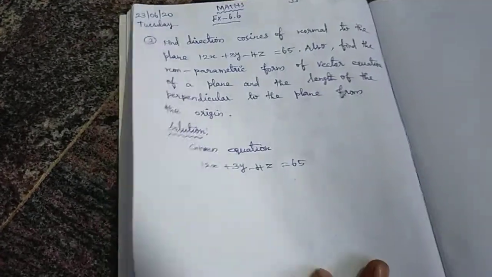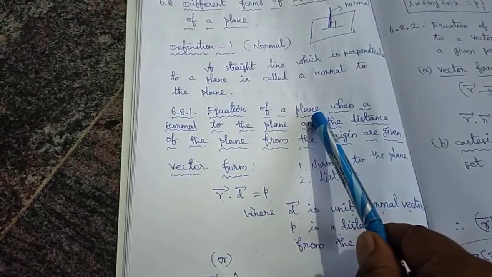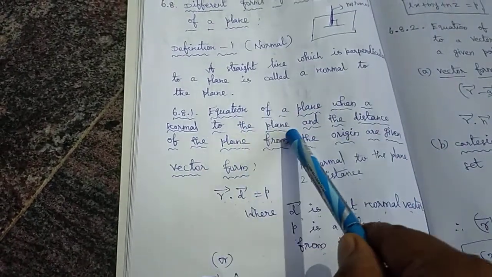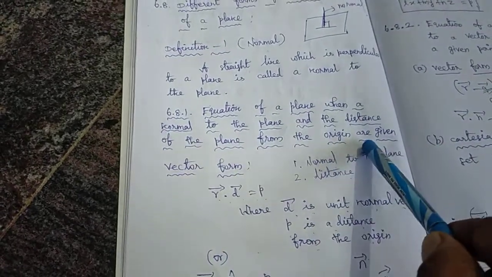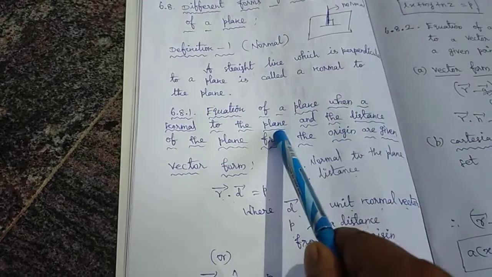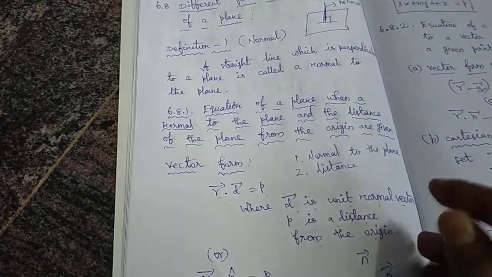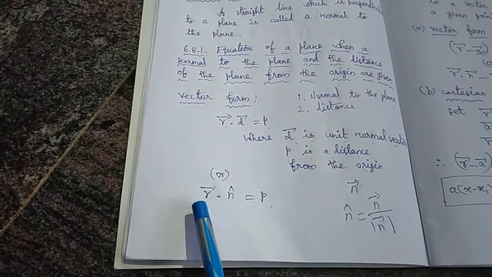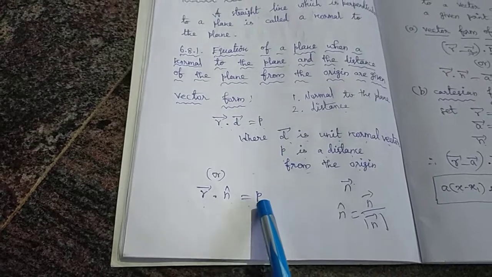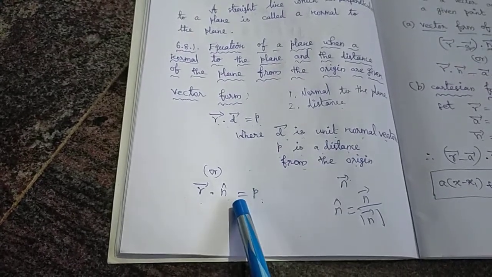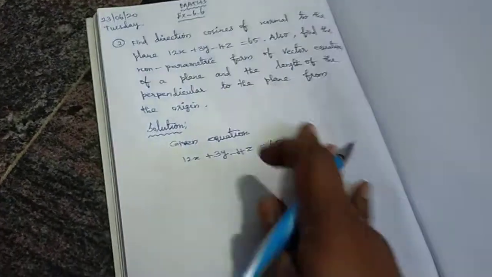So we have already seen one formula, the equation of a plane when a normal to the plane and the distance of the plane from the origin are given. There are two given. First one is normal, second one is distance. What formula do we usually use? R vector dot n cap equal to p, where p is the distance. Can you understand, children? So let me see our problem.